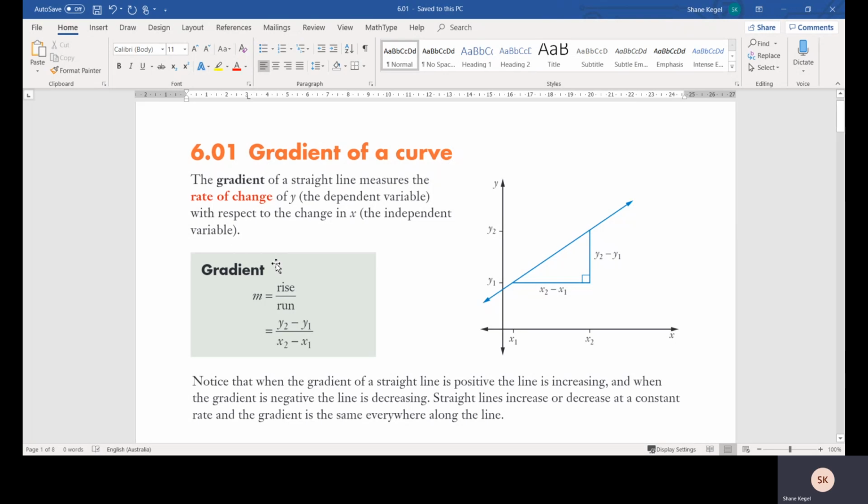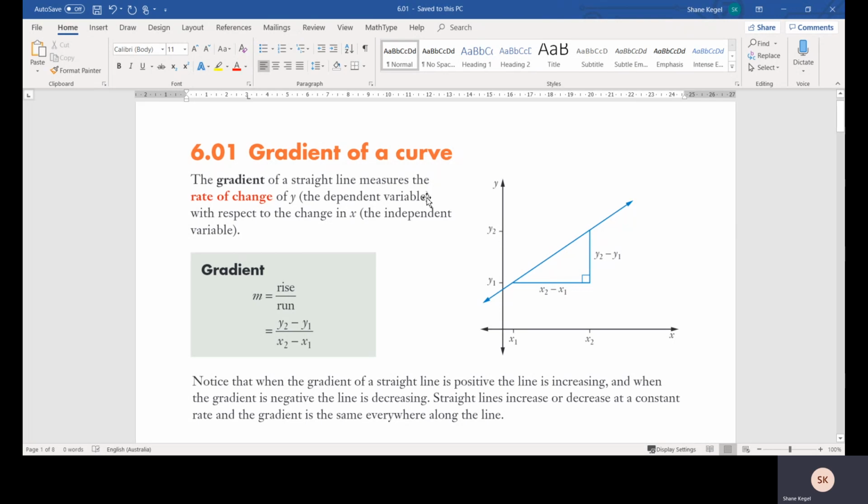So you should be quite familiar with this formula here, and it measures the rate of change of our y variable with respect to x. So it's basically saying how much does y increase or decrease as x moves along. So we have the equation of rise over run, or difference in our y values divided by the difference in our x values. So notice that when the gradient of a straight line is positive, as this example is here, the gradient is increasing, so we get a positive gradient.